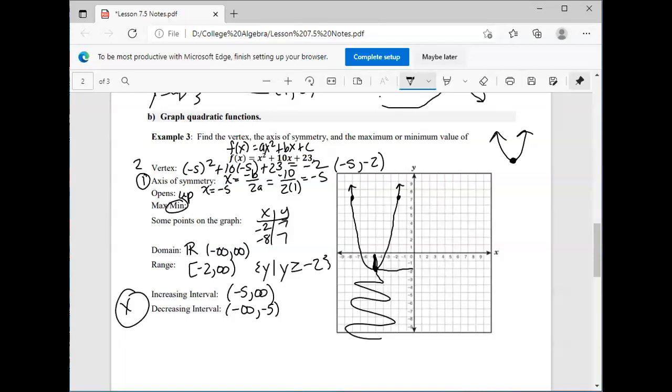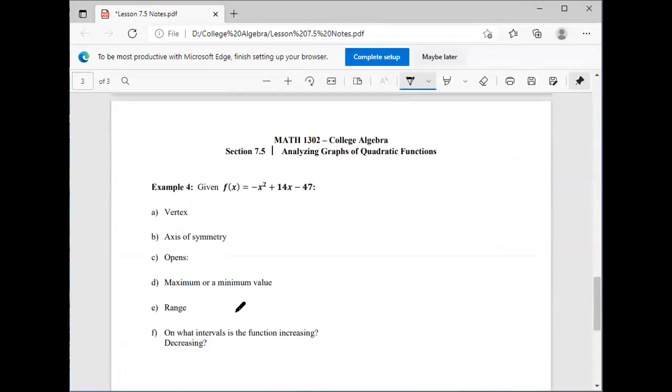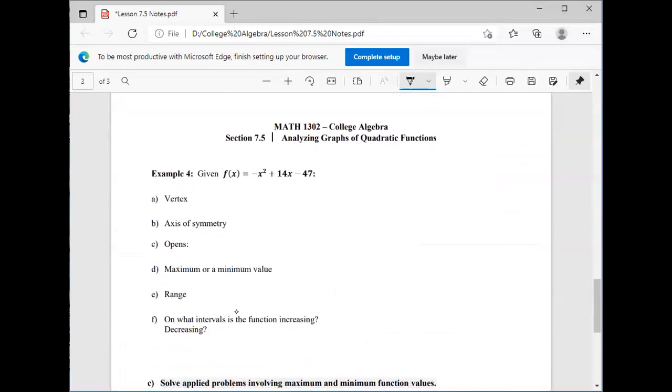So we don't have a graph on this one. It's just asking us to solve it. Find the stuff about it. This one is definitely f of x is equal to ax squared plus bx plus c. Okay, it's in that standard form.